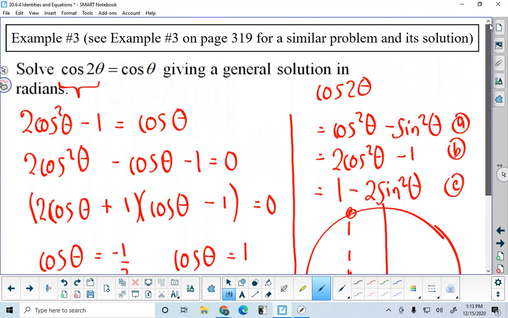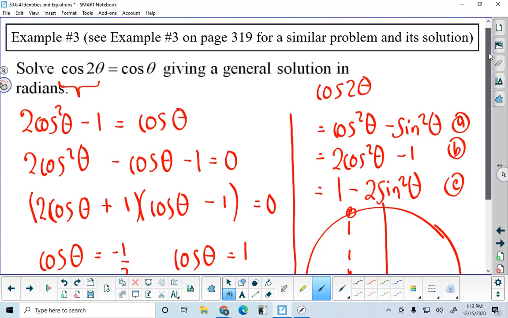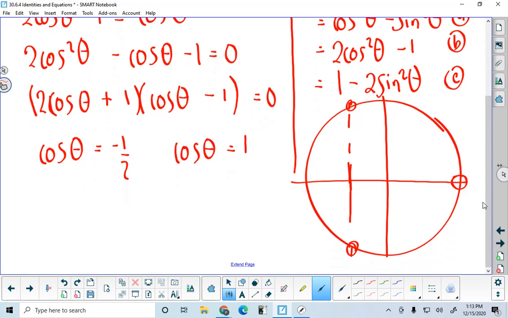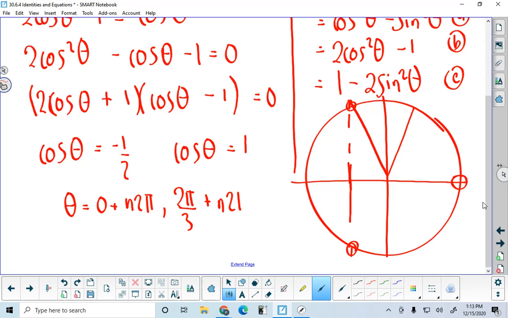I want to look at the domain now. We want a general solution. One of the things I notice, well, let's write out the general solution. Theta equals 0 plus multiples of 2 pi. Theta equals 2 pi over 3 plus multiples of 2 pi. And theta equals 4 pi over 3 plus multiples of 2 pi, where n is an integer.